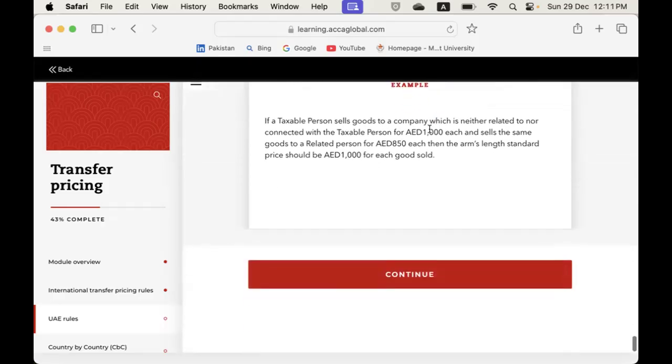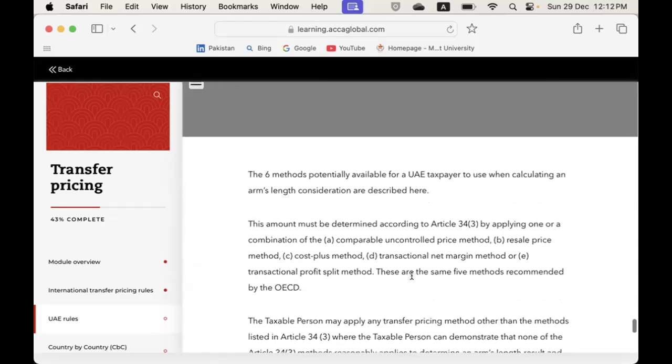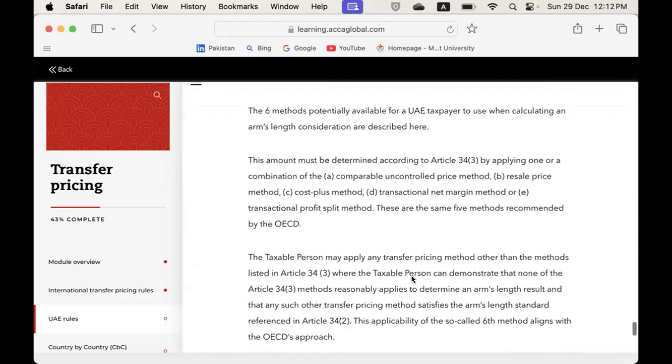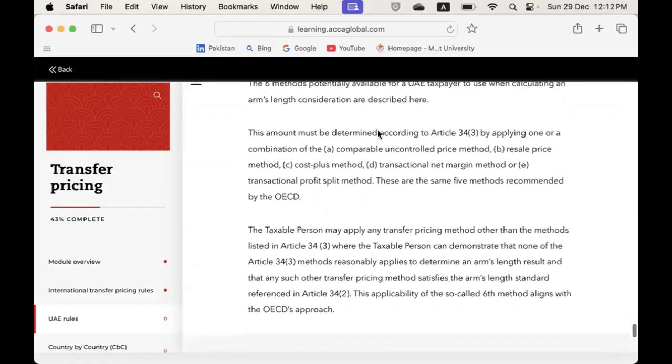A taxable person sells goods to a company which is neither related to nor connected with the taxable person for AED 1000 each, and sells the same goods to a related person for AED 850 each, then the arm's length standard price should be 1000 for each good. So the reduction in price will be disregarded for the purposes of corporate tax. Methods. The 6 methods potentially available for UAE taxpayers to use when calculating arm's length considerations are described below.